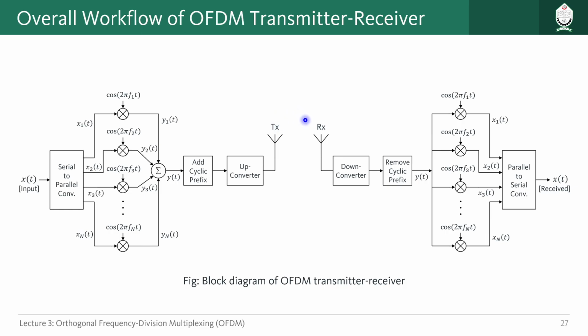Then this transmitted signal will be received by our receiver, and then it is again down converted to a lower frequency. Then we remove the cyclic prefix. After that we are getting the y of t we generated here, right? So this y of t will be going through n different modulators again. So these n subcarriers will again be multiplied with our y of t to extract n different substreams, x1, x2, x3 up to x of n. And these n substreams will be again combined together using our parallel to serial converter, and finally we are getting the desired signal we want, x of t, at the receiver. So that is the overall diagram of OFDM, transmitter and receiver.